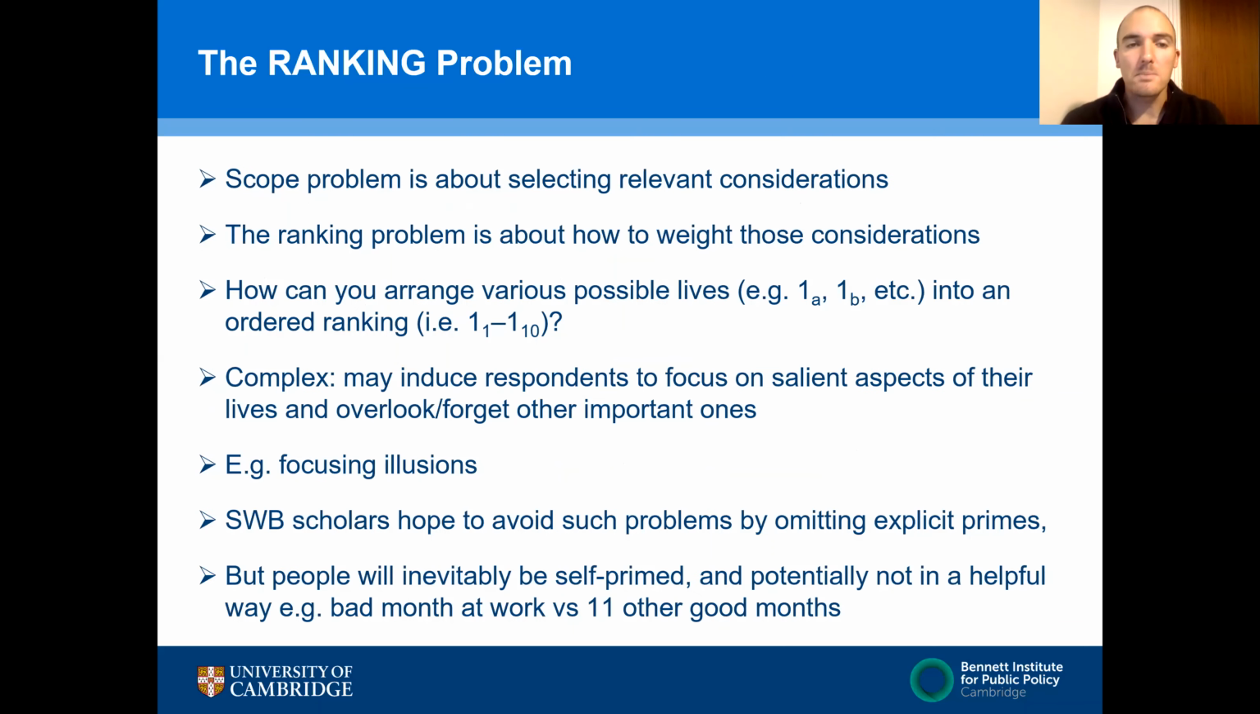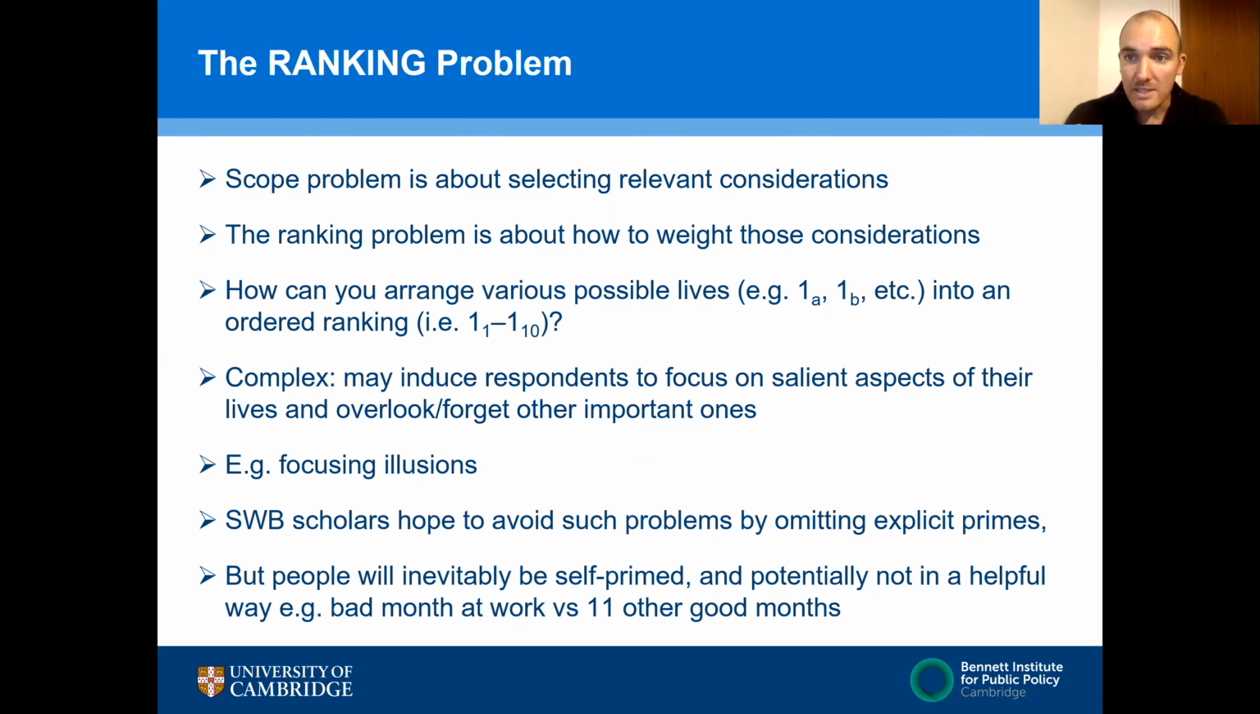Okay, the ranking problem. If you think about the scope problem as selecting relevant considerations, the ranking problem is then how you weight those considerations. So another way to think about it is how can you arrange various possible lives? So life one, sorry, again, typos, I apologize. I thought I'd fix these slides today. So life A, life B, etc. These are in a kind of cloud into an ordered ranking, life one through to life 10.